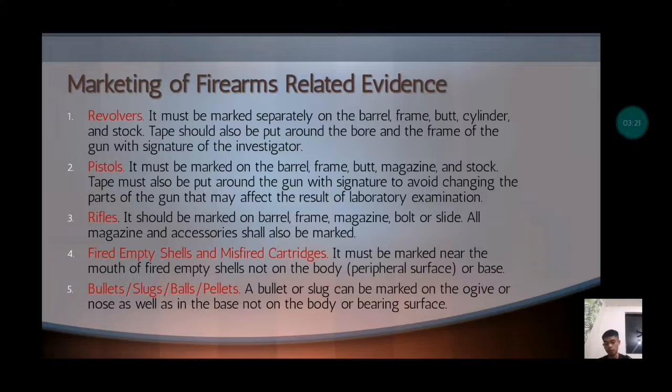Number two is pistols. It must be marked on the barrel, frame, butt, magazine, and stock. Tape must also be put around the gun with a signature to avoid changing the parts of the gun that may affect the results of laboratory examination. Number three is rifles. It should be marked on the barrel, frame, magazine, bolt, or slide. All magazines and accessories should be marked. They really must be marked.